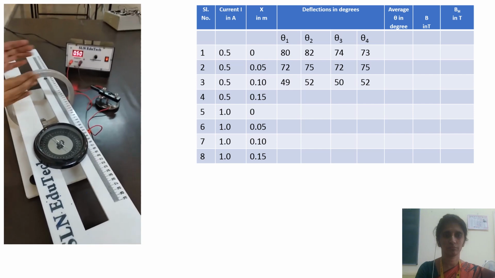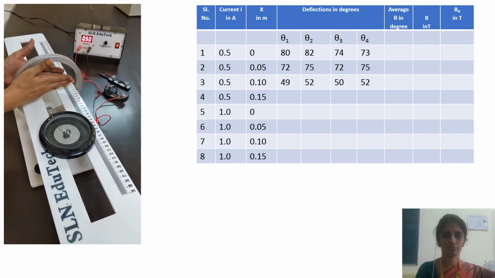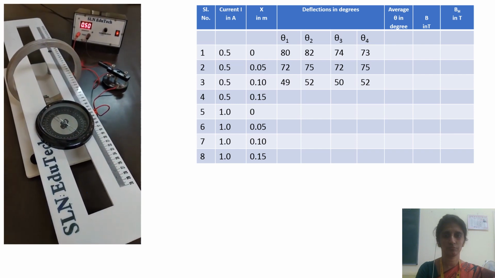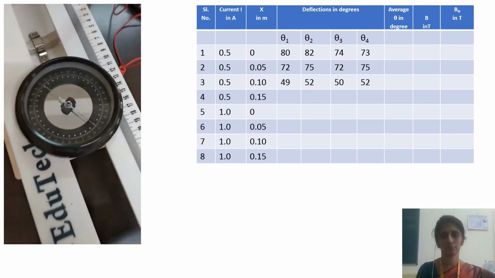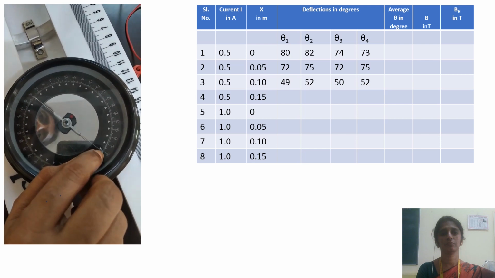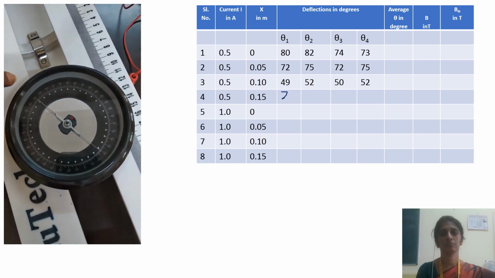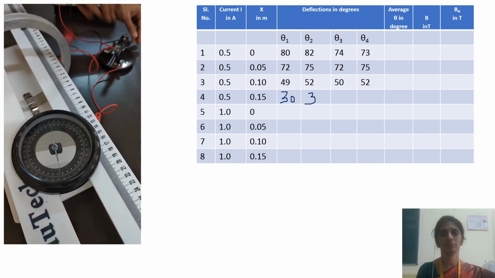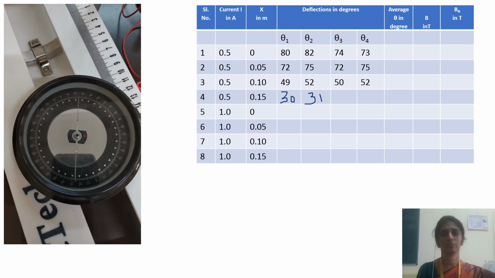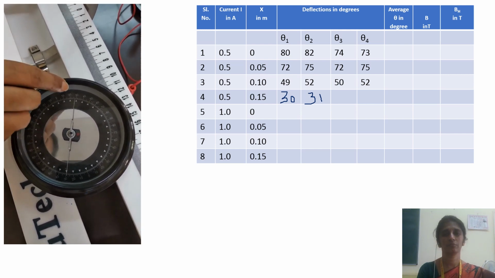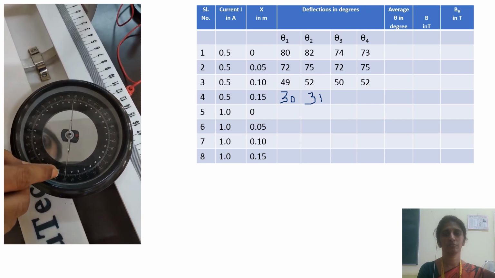Now I have shifted the compass from the center of the coil to a distance of 15 centimeter. Again I have to note down the deflections. The first deflection comes out to be 30, the second deflection comes out to be 31. So this is theta 1, theta 2. Now let us reverse the direction of the current and note down theta 3 and theta 4. Theta 3 is 28 and theta 4 is also 28.